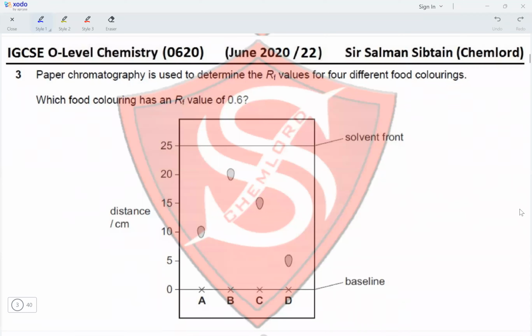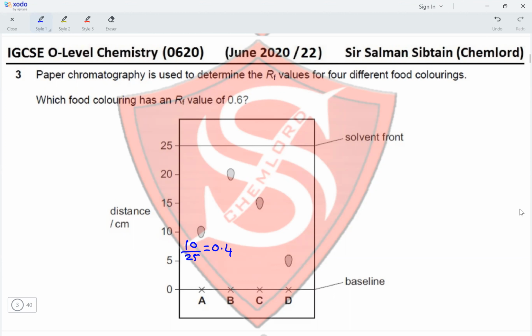Question 3. Paper chromatography is used to determine the RF values for 4 different food colorings. Which food coloring has an RF value of 0.6? So we will have to calculate the RF value for each of the food colorings given. So for A, it would be 10 upon 25 because the distance traveled by spot A is 10 and the solvent front is 25. So the denominator will be 25 for all RF value calculations. So this will give us a value of 0.4.